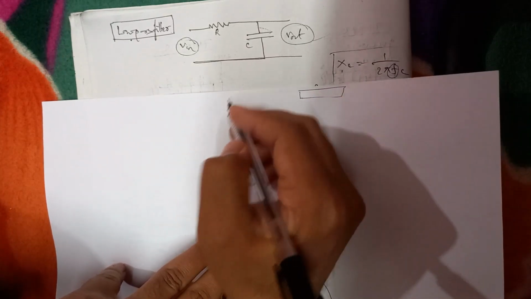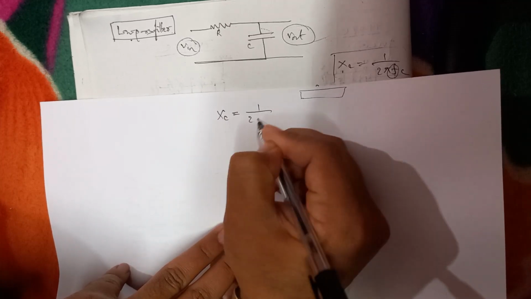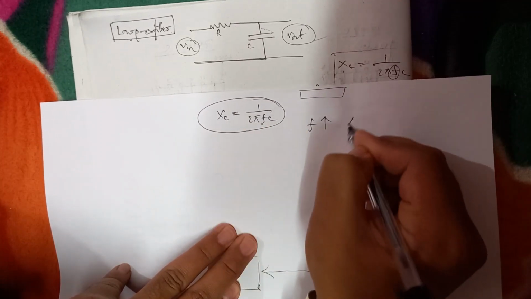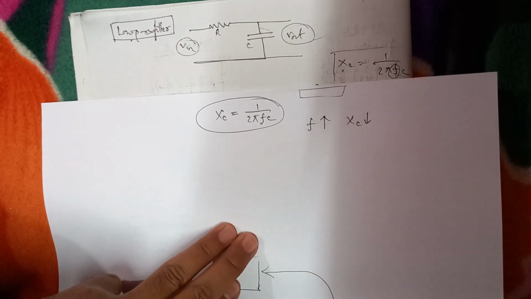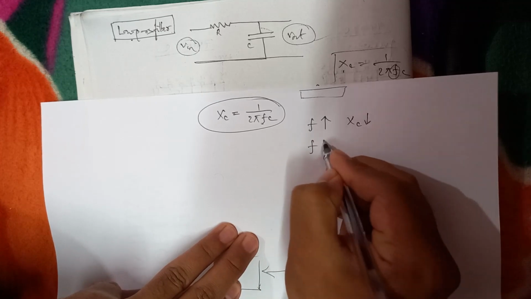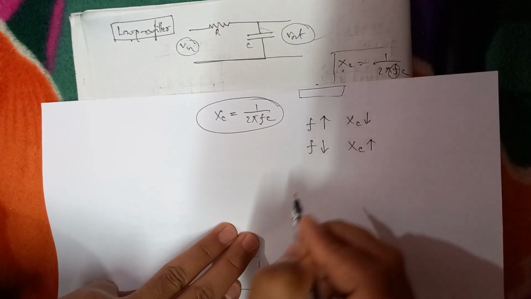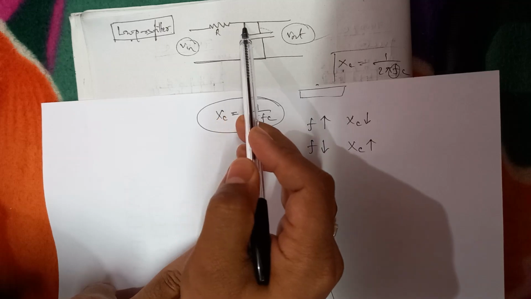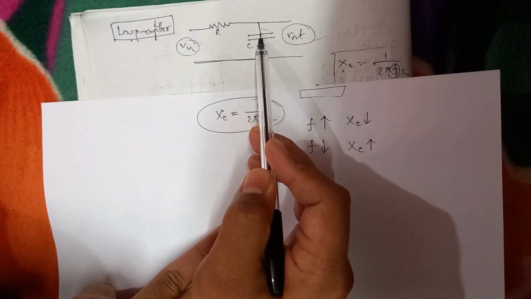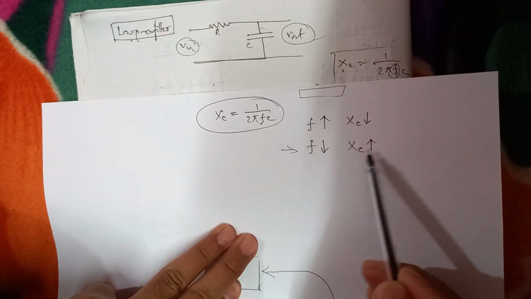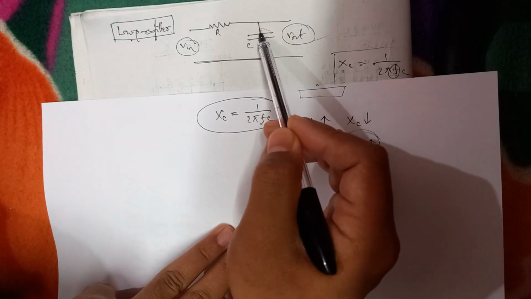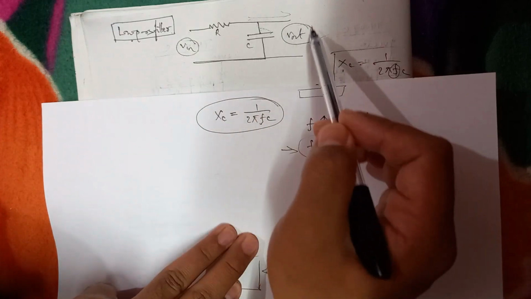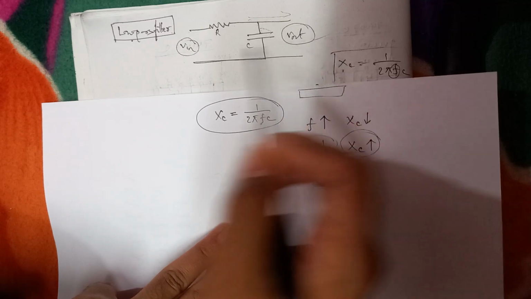The capacitive reactance Xc can be calculated by the formula 1 by 2 pi f c. It means that if the frequency is more, the capacitive reactance will be less, and if the frequency is less, the capacitive reactance will be more. Let us see what happens if a lower frequency is passed from here. It goes through the resistor and tries to go towards the capacitor, but the capacitive reactance is higher for the lower frequency, so it does not allow it to go down. So there is no decrease in amplitude of the output voltage in the case of a low pass filter.